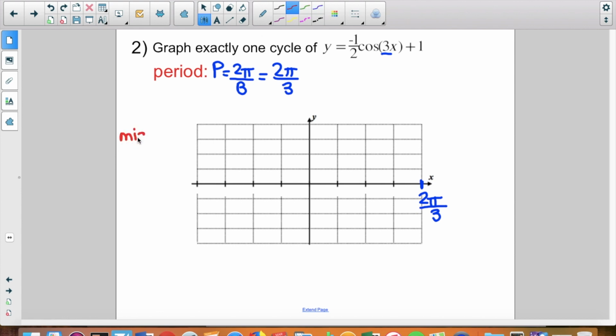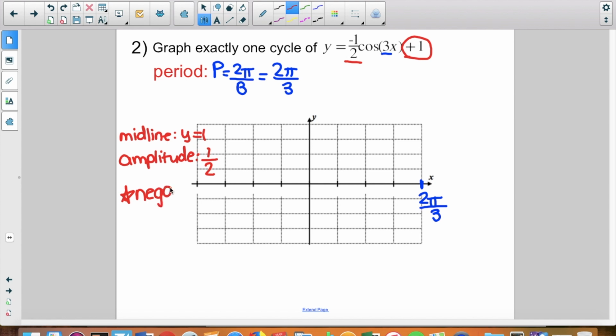Let's get what our information is. So our midline and our amplitude. Now, our midline is over here. It's at positive 1, so it's at y equals 1. Now, our amplitude is found in front of cosine, but it says negative 1/2. Our amplitude is only a positive 1/2. That negative gives us another piece of information.